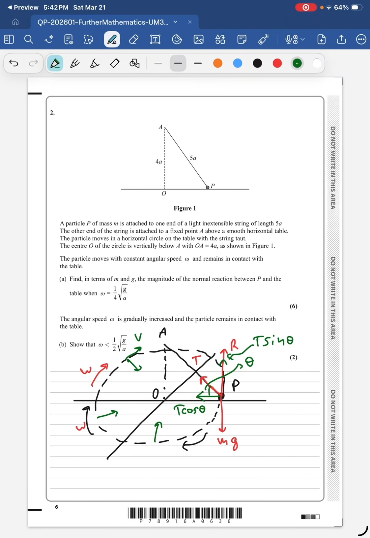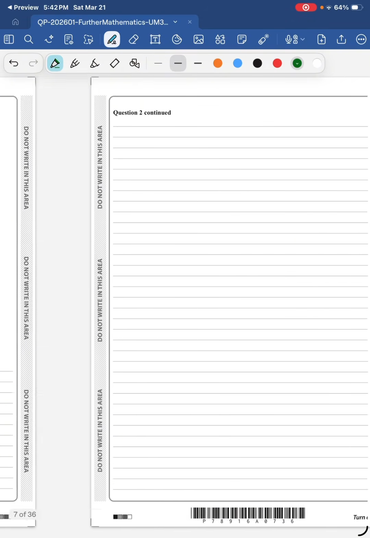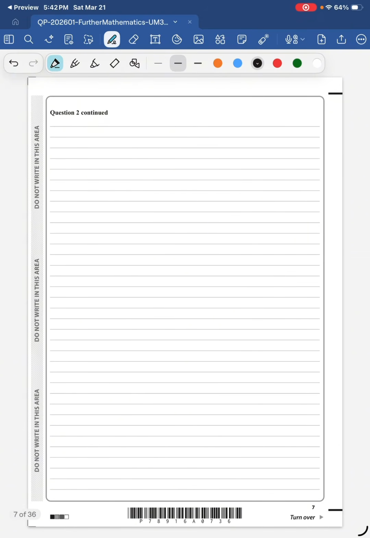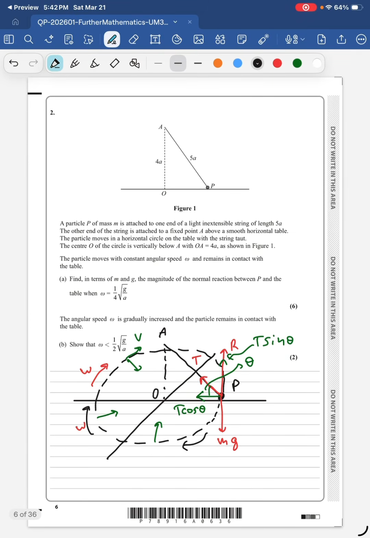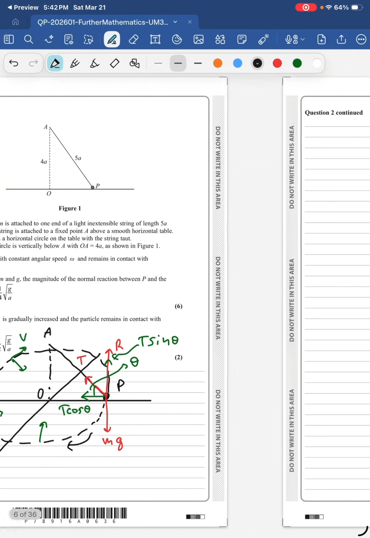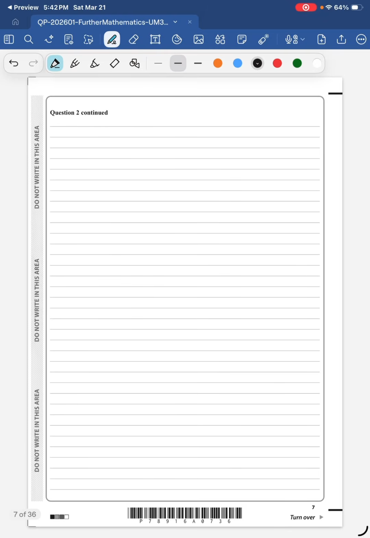And cosine theta can be calculated from the scheme. We will see how to do that in a moment, but let's write down the equations of motion. So in the perpendicular direction, we have R plus tension times sine theta equal to mg, because the particle is not moving up or down. So you have balance in that direction. So R plus T sine theta is equal to m times g.